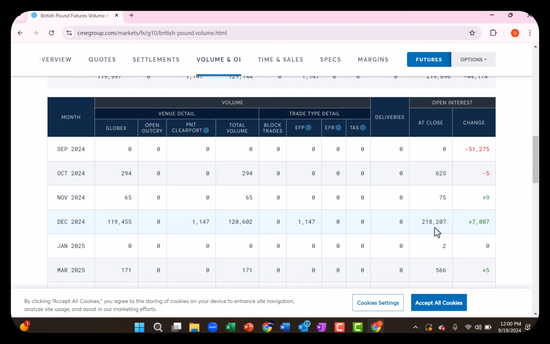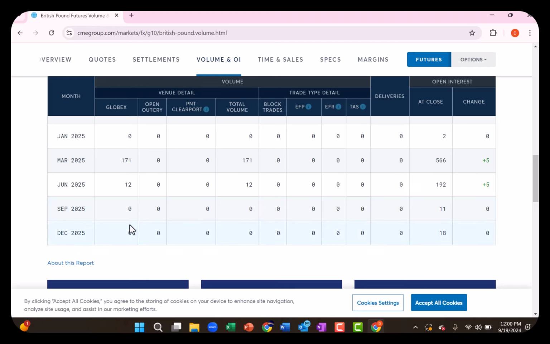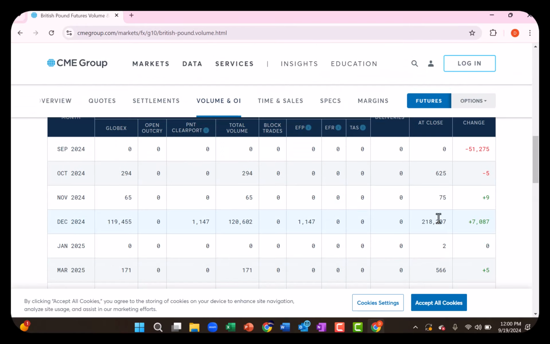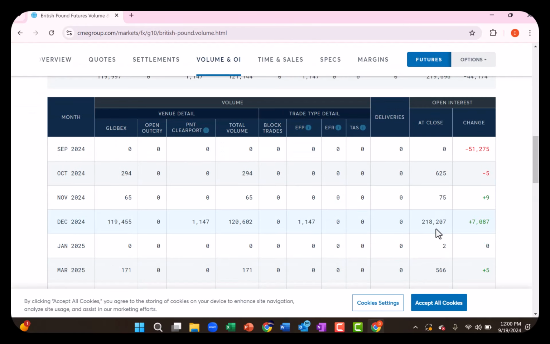Somebody's 218,000 contracts long, somebody's short. Suppose I did the December contract. I mean, 1 year from now, I don't even have a September 2025 trading much. So you always trade the near active contract.